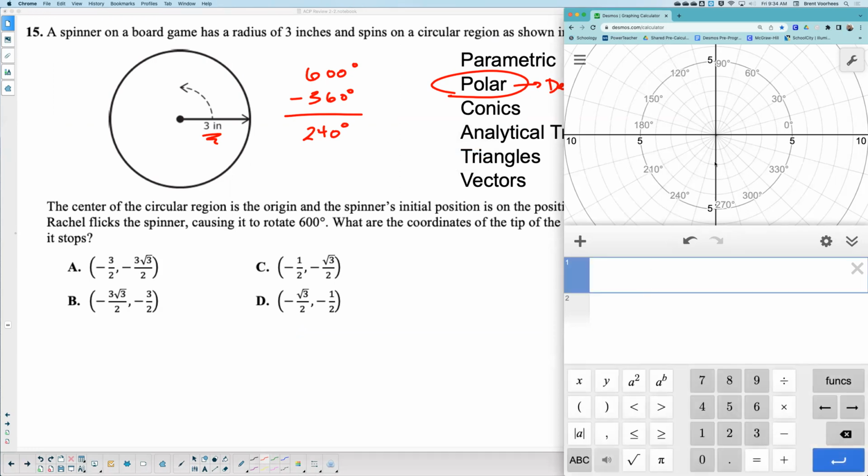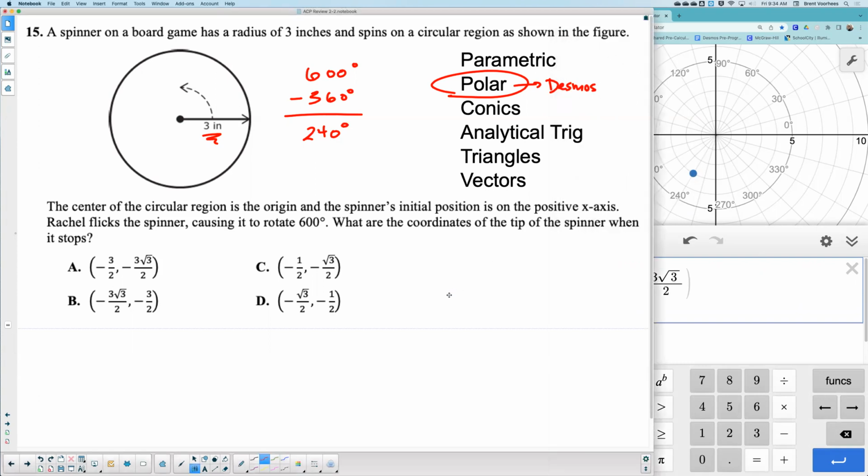So let's just start typing in the points. Let's try answer choice A. Negative 3 over 2, comma, negative 3 square root of 3, all divided by 2. Now, does that look like a good spot? Looks like we might have found the answer already. Looks like it might be A. A looks pretty good. By the way, this question was correct only 46% of the time.